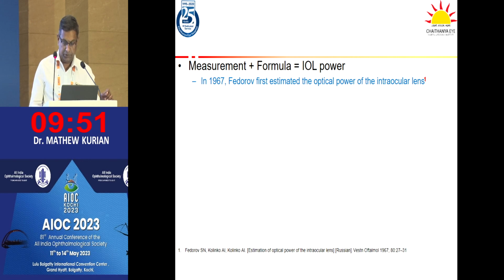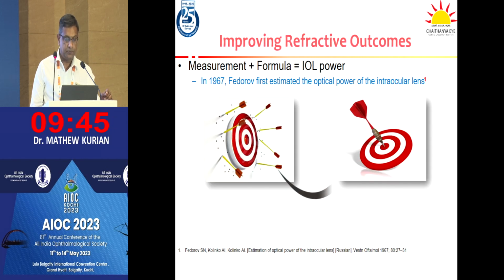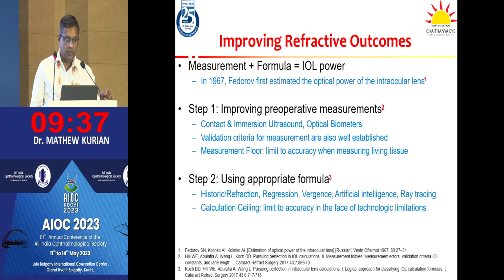So measurement plus formula is what gives the IOL power, and it started in the late 60s. Prior to that, it was just shooting in the dark, and then you tried to come towards the target bullseye. The first step in improving the outcome was improving the preoperative measurements. Contact biometry gave way to immersion biometry, then to optical biometers, and we have reached maximum in the measurement, the limit called the measurement floor, which is the limit to accuracy when measuring living tissue.